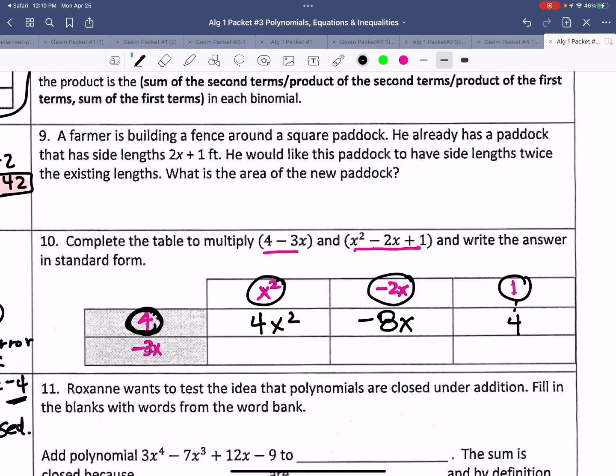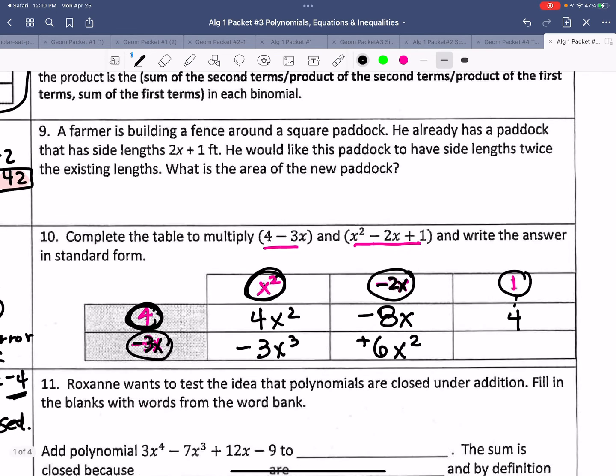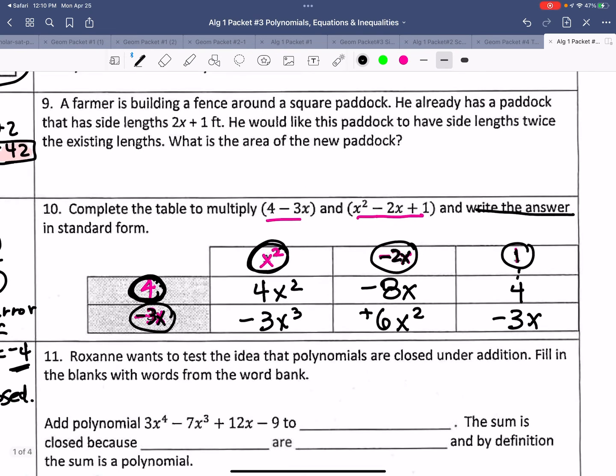All right, now let's take it the next step. I'm going to multiply negative 3x by this, so that'd be negative 3x cubed. This would be positive 6x squared because it's negative 3x times negative 2x. All right, last one, it says negative 3x times 1, so that'd just be negative 3x. It says complete the table and then write the answer in standard form.